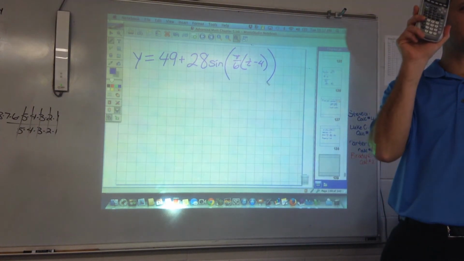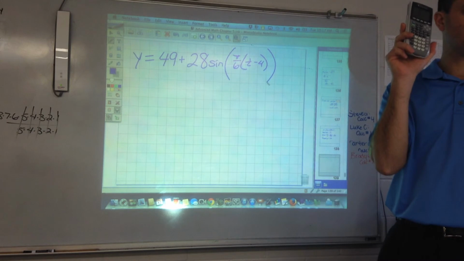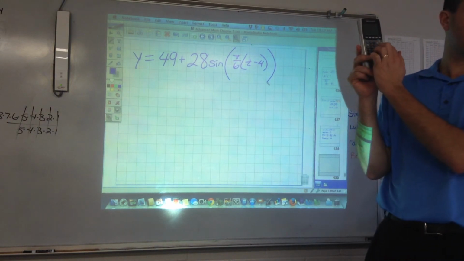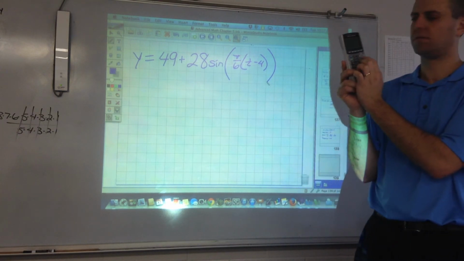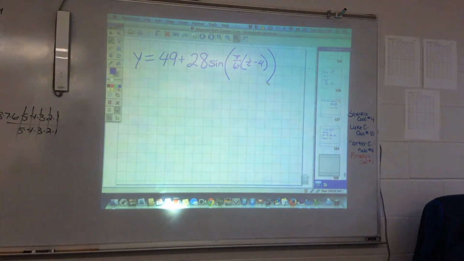Did everybody find sine regression? Stat, go over to calculate, start hitting the down button until you find sine regression. I have x equals x stat, y equals y stat. Oh, I also got smart. Sine regression. Oh, you have some. I don't know. I'm gonna have to mess with it. Or you're gonna have to just use a different one, Jake.